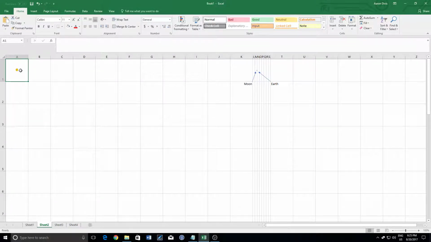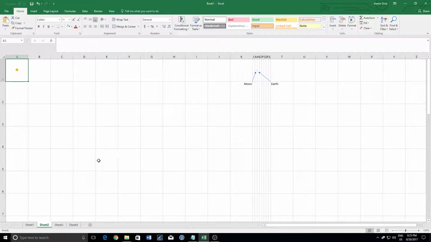Again, the diameter of the sun is about 400 times longer than the diameter of the moon, but it's also about 400 times further from the Earth. So that's why when you look at the sky and you see the sun and the moon, they look to be about the same size.